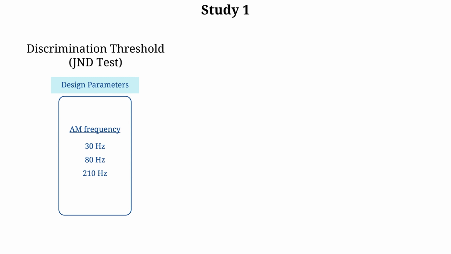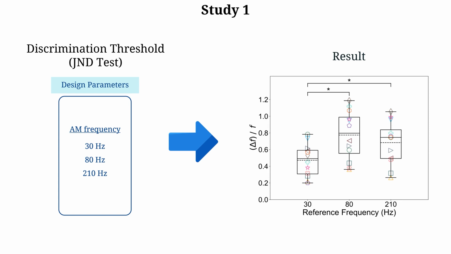Study 1 investigated discrimination thresholds for infrequencies of 30 Hz, 80 Hz, and 210 Hz. The results showed infrequency JNDs of 47%, 77%, and identified significant differences in JNDs between 30 Hz and 80 Hz, as well as between 30 Hz and 210 Hz. Our infrequency JND results were higher than the frequency JND for mechanical vibrations, which was around 15%, 30%.